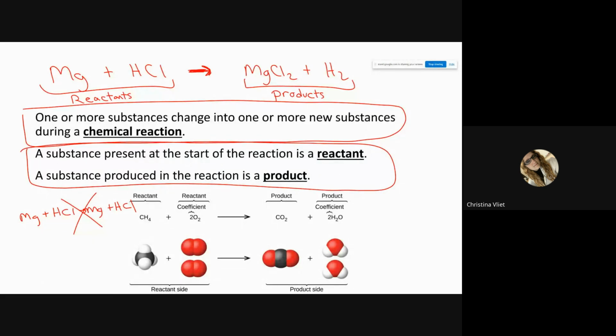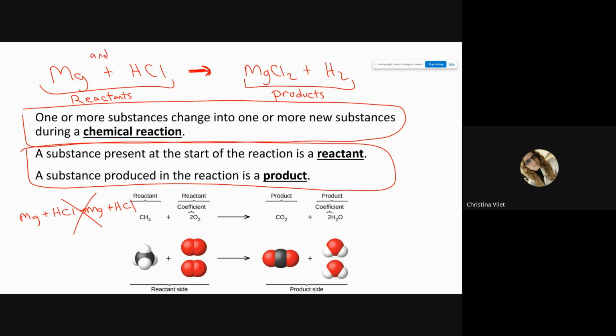Welcome back. And so the first thing you're expected to do is to be able to look at a chemical reaction and identify what are your reactants and what are your products. Notice that your different reactants are separated by a plus sign in symbolic form. The way we read this is magnesium and.